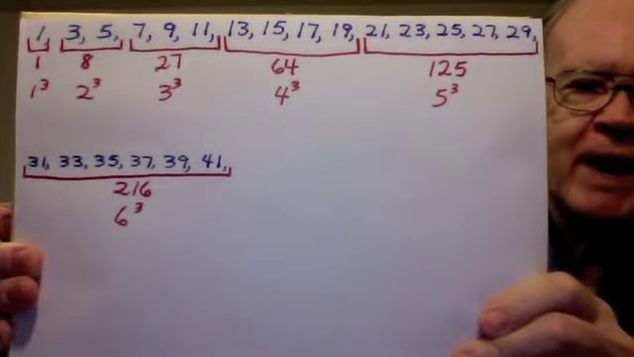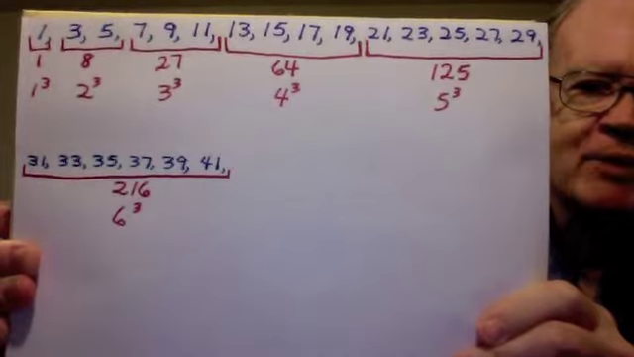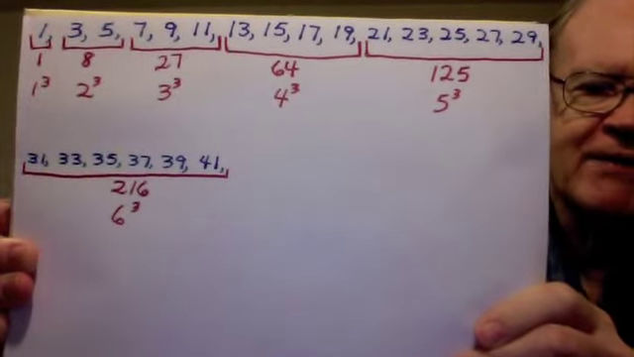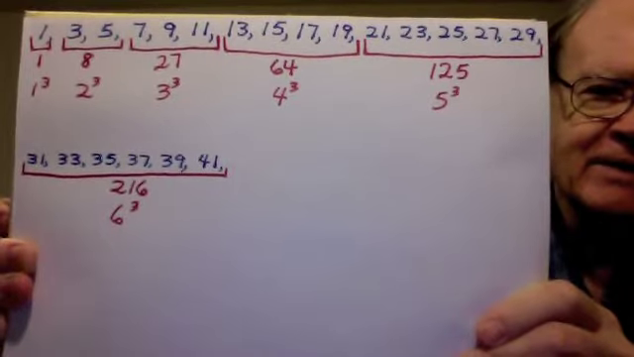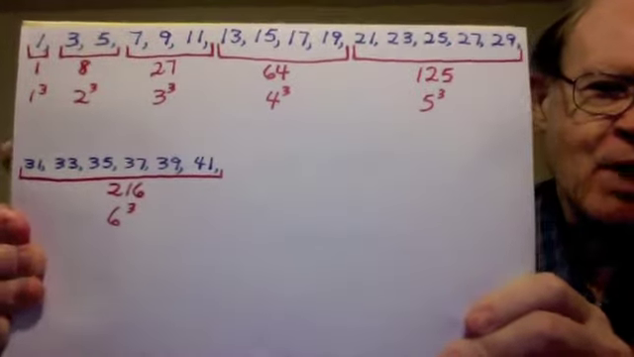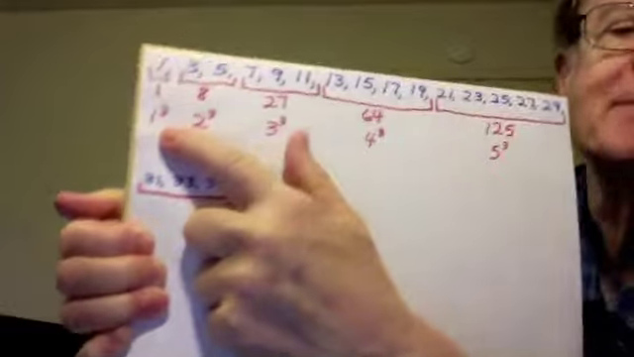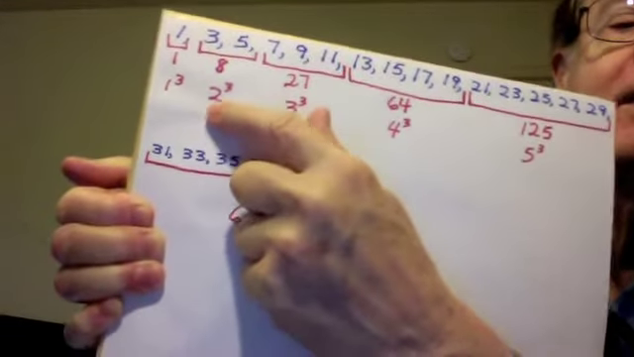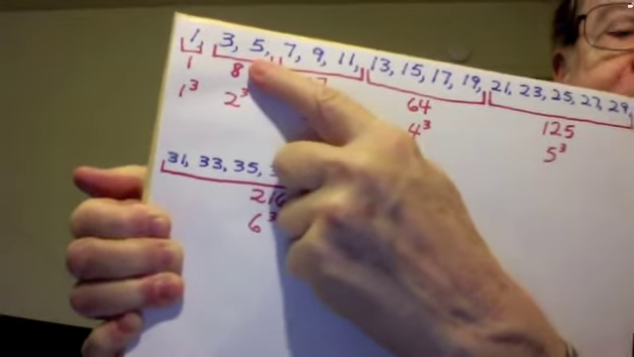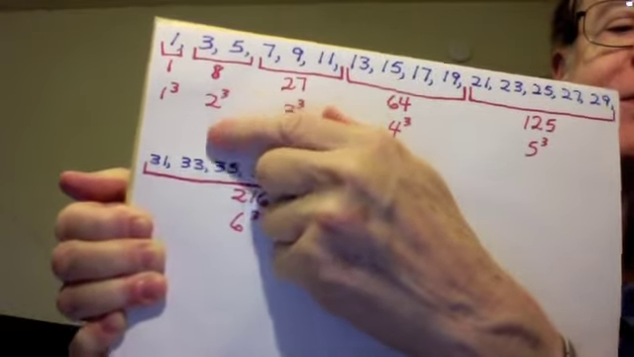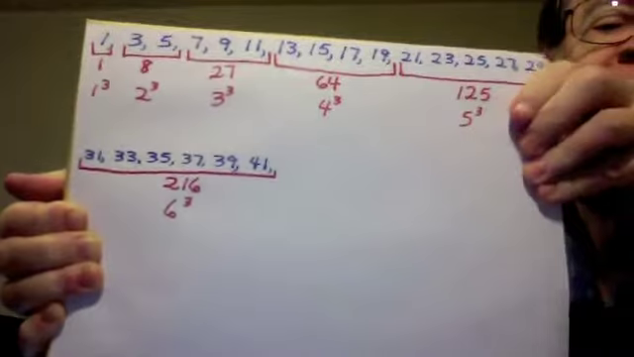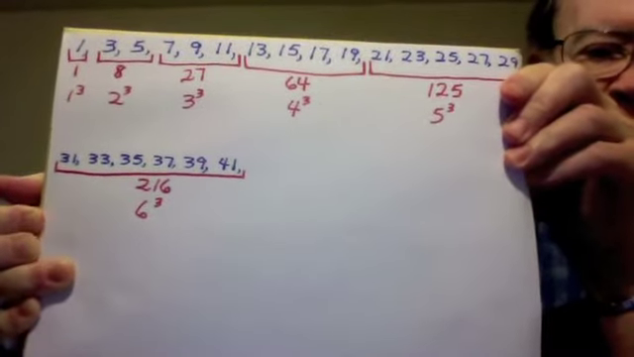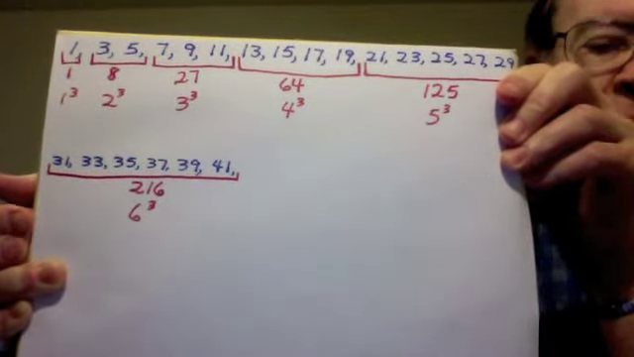In that video, we have the sequence of odd numbers 1, 3, 5, 7, 9, 11, 13, and so on indefinitely. And we have the first number 1, which happens to be 1 to the third power. The next two odd numbers, 3 and 5, add up to 8, which is 2 to the third power. The next three odd numbers, 7, 9, and 11, add up to 27, which is 3 to the third power.